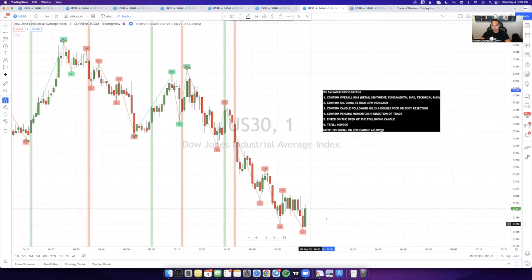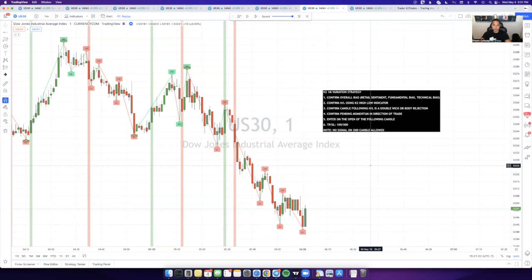For the first requirement, you want to confirm the overall bias. For this example, we're not going to be able to confirm the overall bias in real time, due to the fact that this example is at a different point in time. So we're just going to assume that it's in the direction of the trade. If you guys are not familiar with how to identify the overall bias, just refer back to that video and a detailed explanation will be available. With that said, we're going to assume that the overall bias is bullish since we're looking for a buy here, and that's going to satisfy the first requirement.